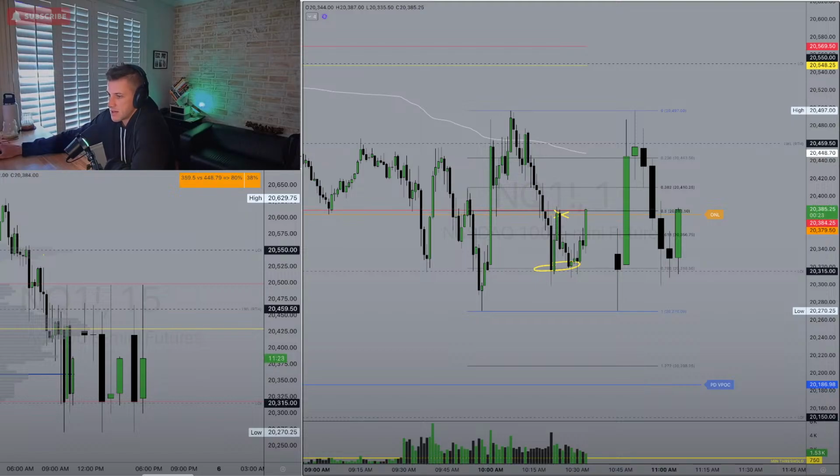NQ bumping into overnight low. So it looks more likely that we have that range day on our hands here.